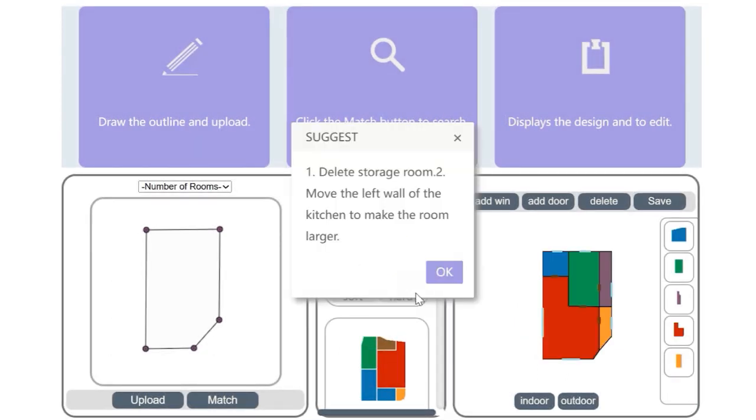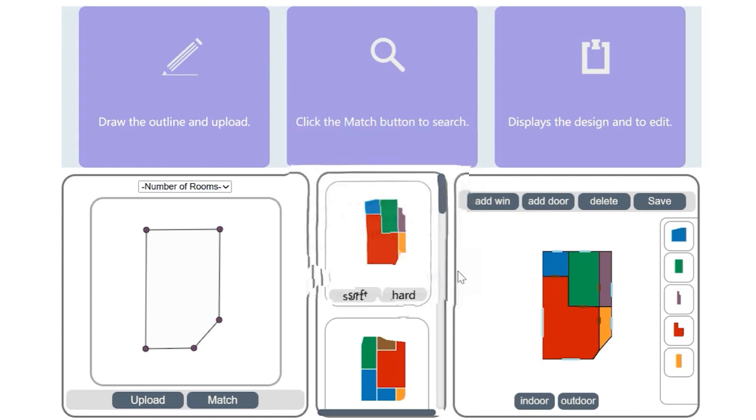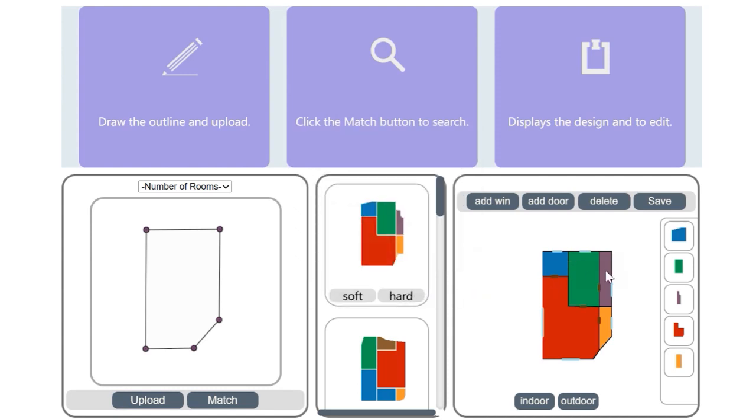Besides, the system leverages the predefined room metrics to suggest certain modification schemes. Users can follow the suggestion to manually refine the synthesized floor plans.